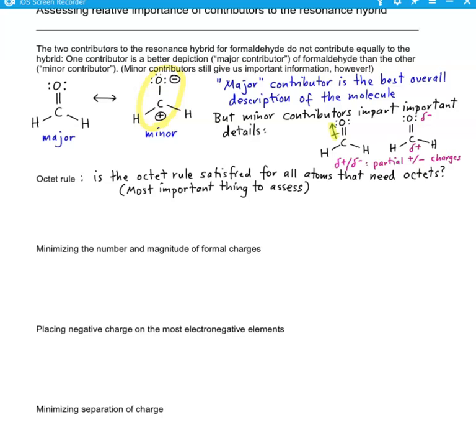Okay, so some ideas about this. First of all, when you're drawing your structures, oxygen and nitrogen should always have octets. So they should always have 8 electrons around them. But remember, period 2 elements cannot exceed the octet. So that includes carbon, nitrogen, oxygen, fluorine, boron also. Period 2 elements can't exceed the octet.